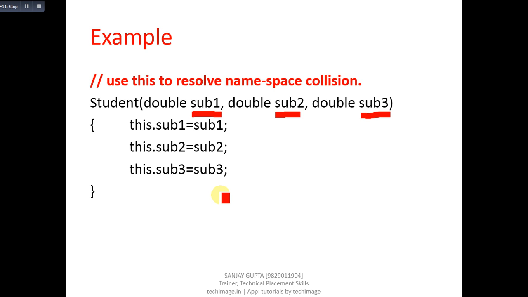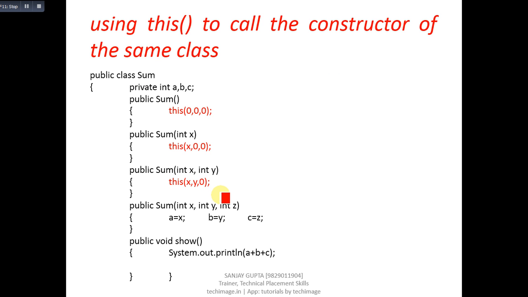Now this can also be used to switch between constructors. So you can see that here 4 constructors are implemented. Each constructor is calling the 3 parameterized constructor with the help of this. The first constructor is calling this 0, 0, 0. The second constructor is calling this x, 0, 0, and the third constructor is calling this x, y, 0. So all 3 constructors are calling the 4th constructor. So to switch from one constructor to another constructor, we can also use this. At last, the show method is implemented, which is printing the sum of a, b and c.